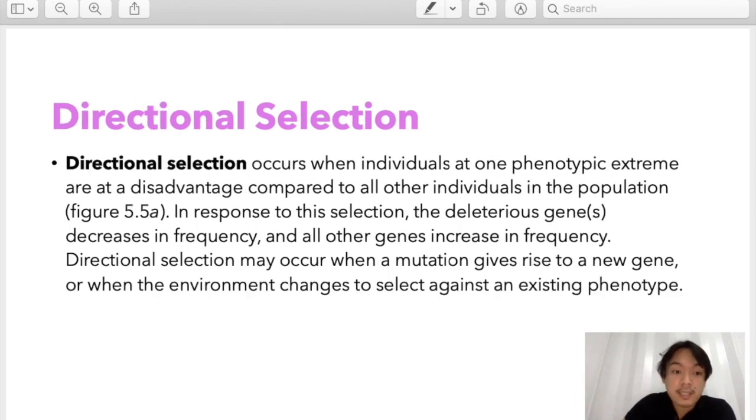First is directional selection. It occurs when individuals at one phenotypic extreme are at a disadvantage compared to all other individuals in a population. In the figure, the deleterious genes decrease in frequency, and all other genes increase in frequency. Directional selection may occur when a mutation gives rise to a new gene, or when the environment changes to select against an existing phenotype.